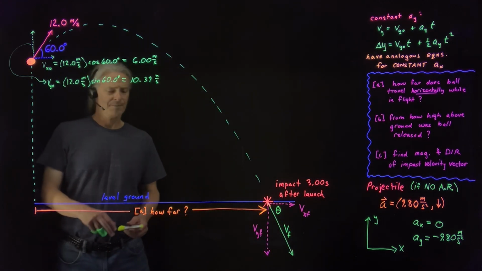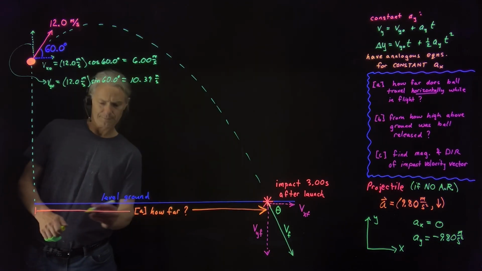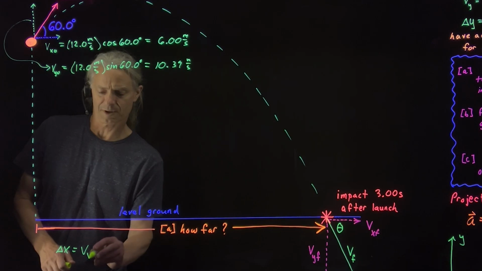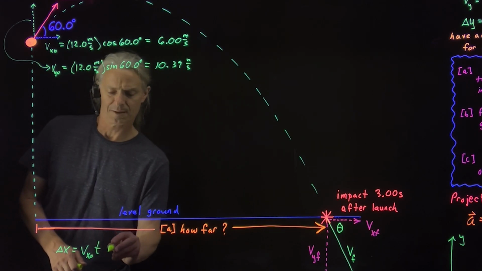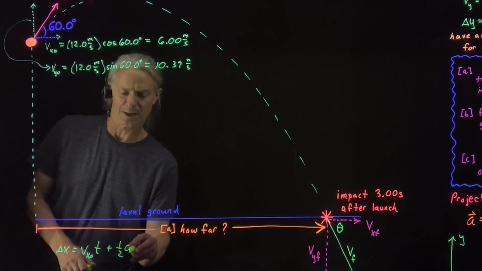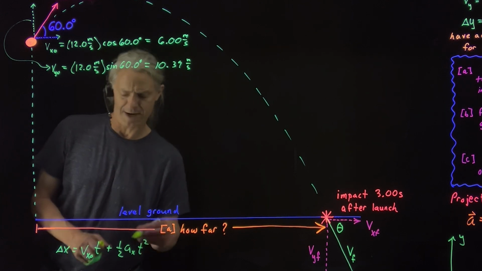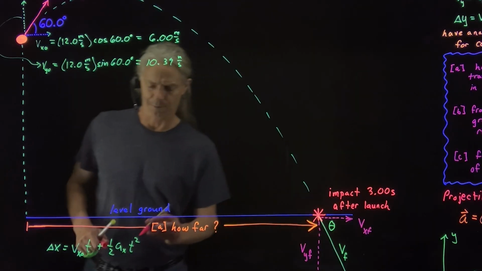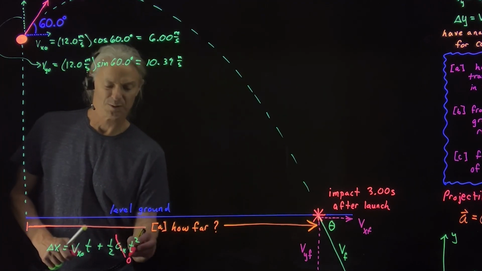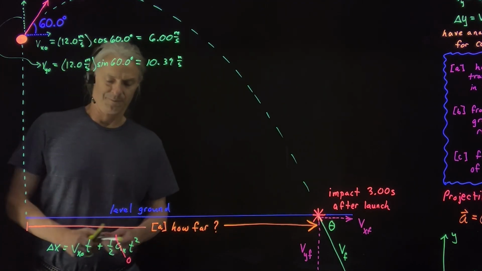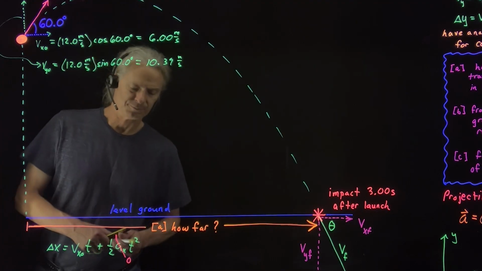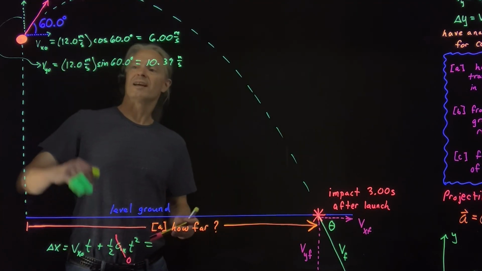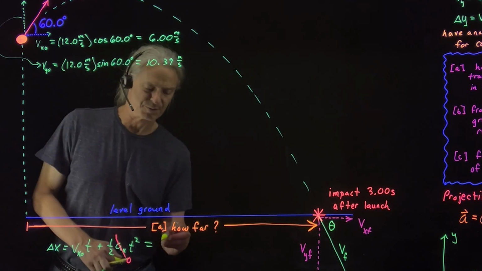Let's do that right here. So delta x equals v sub x 0 times t plus 1/2 times a sub x t squared. But the x component of the acceleration is 0. So we can just take this information, plug in. The x component of the velocity at time 0 was this 6.0 meters per second.